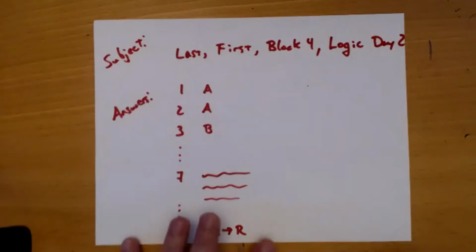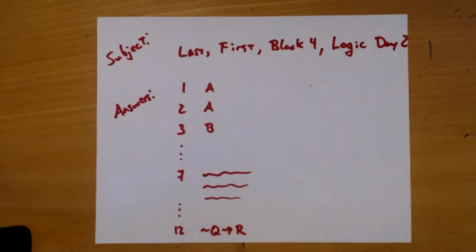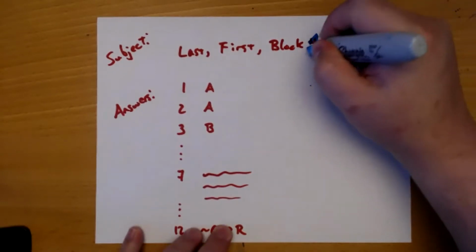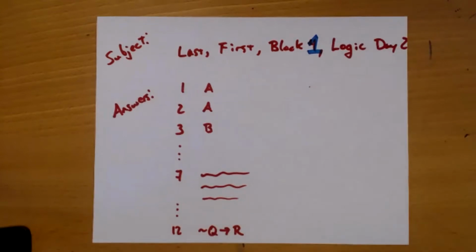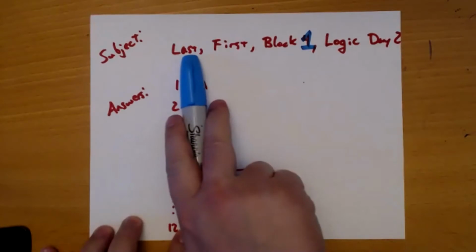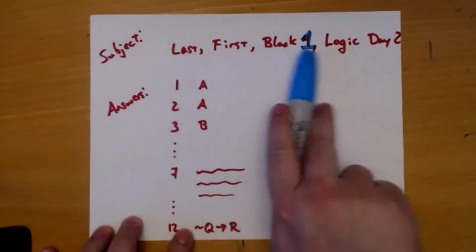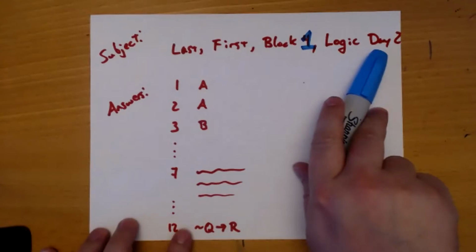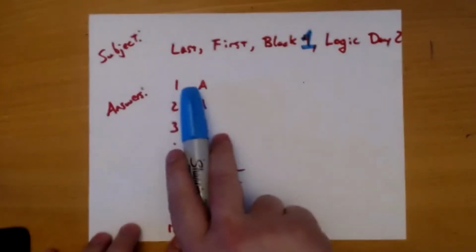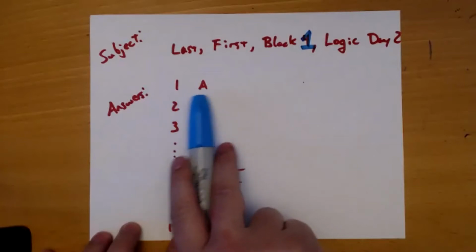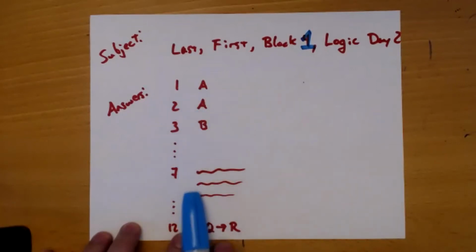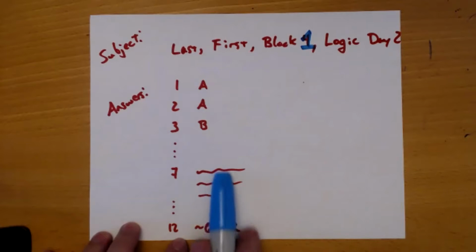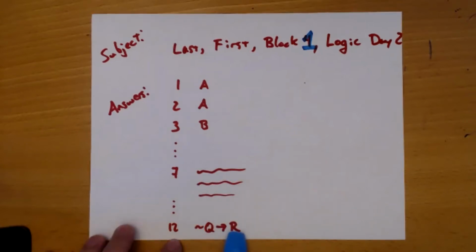Your email, obviously this isn't block 4, this is block 1. In your email, I want the subject line to be your first and last name, the block, and logic day 2. And then in the body of the email, I just want you to tell me number 1, number 2, number 3. And then remember, number 7, you got to give me some sentences. And then number 12, you got to give me some symbols.